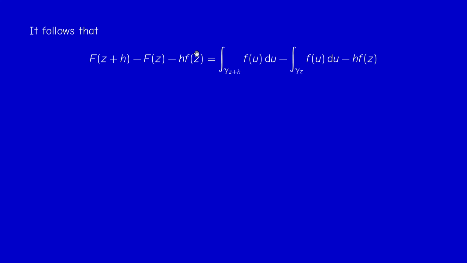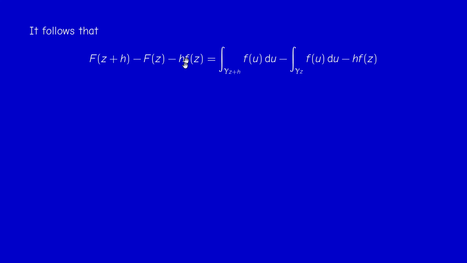I want to show that this quantity is a small o of H, so it's less than epsilon times the modulus of H. In modulus, the first term is by definition the integral over gamma Z plus H of f. The second one by definition is the integral over gamma Z.